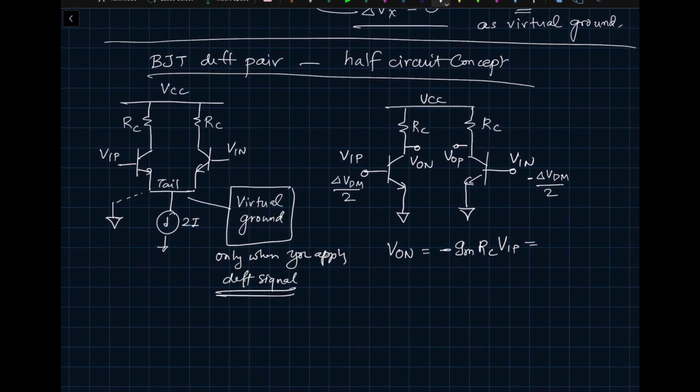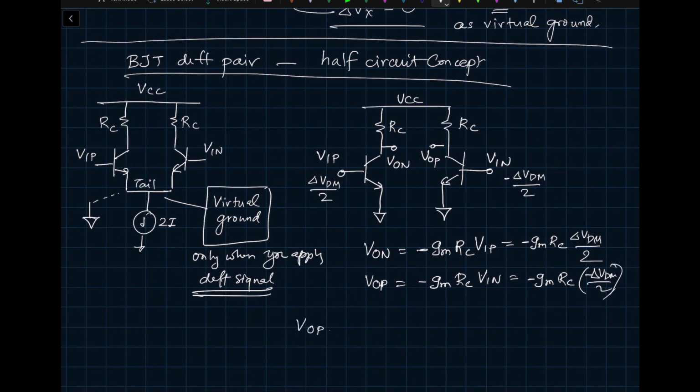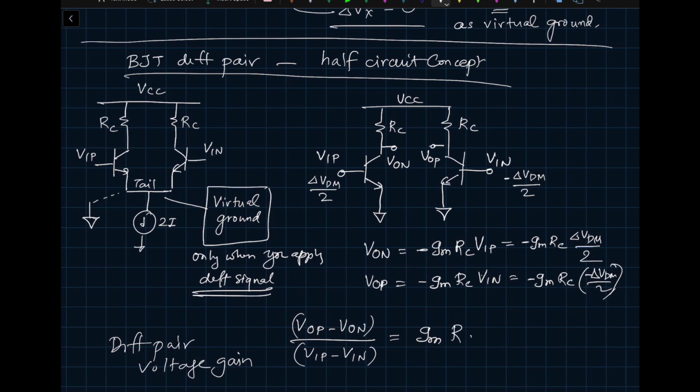VON will be minus gmRC delta VDM divided by 2, and VOP will be equal to minus gmRC VIN, which will be equal to minus gmRC times minus delta VDM divided by 2. So if we look at VOP minus VON divided by VIP minus VIN, which is our voltage gain, what would that be equal to? You can clearly see it will look like gm times RC.